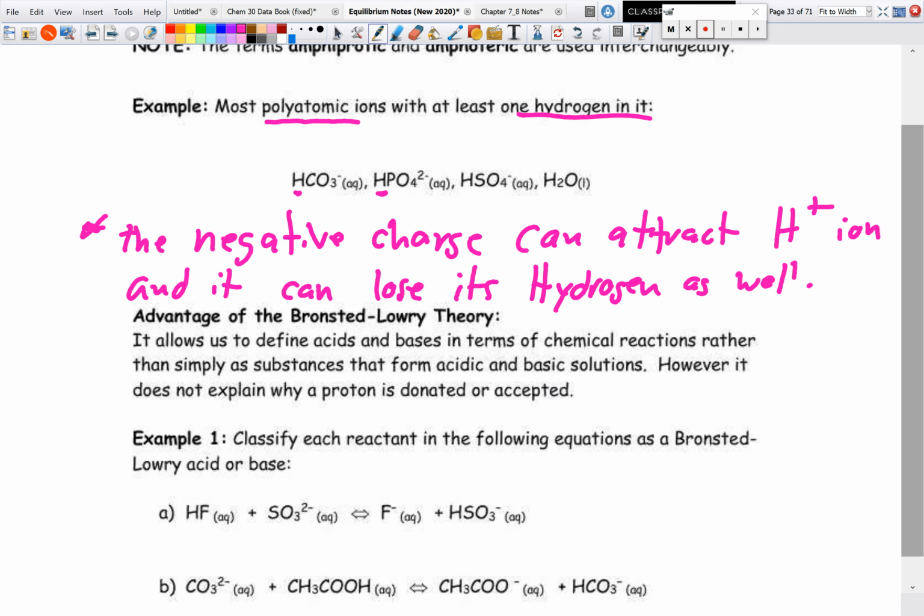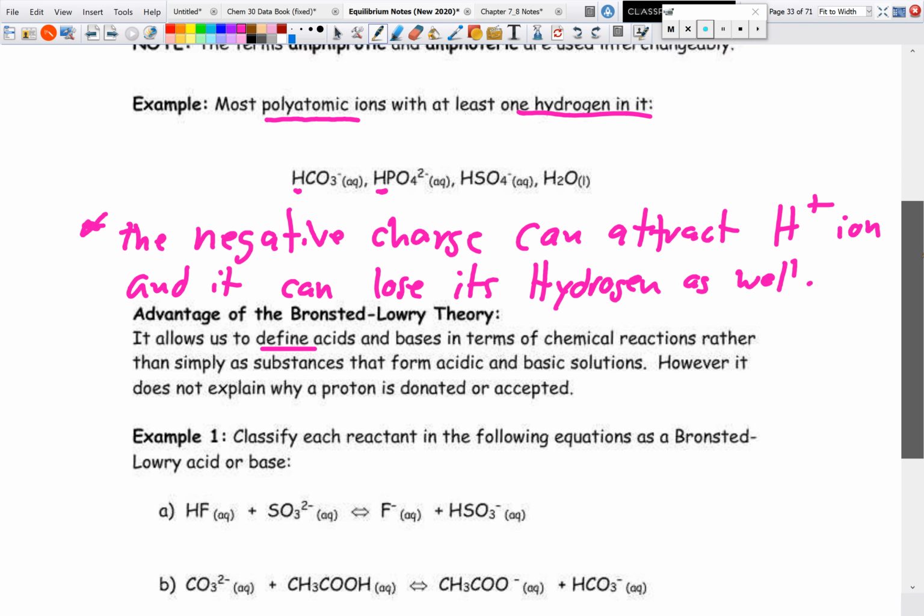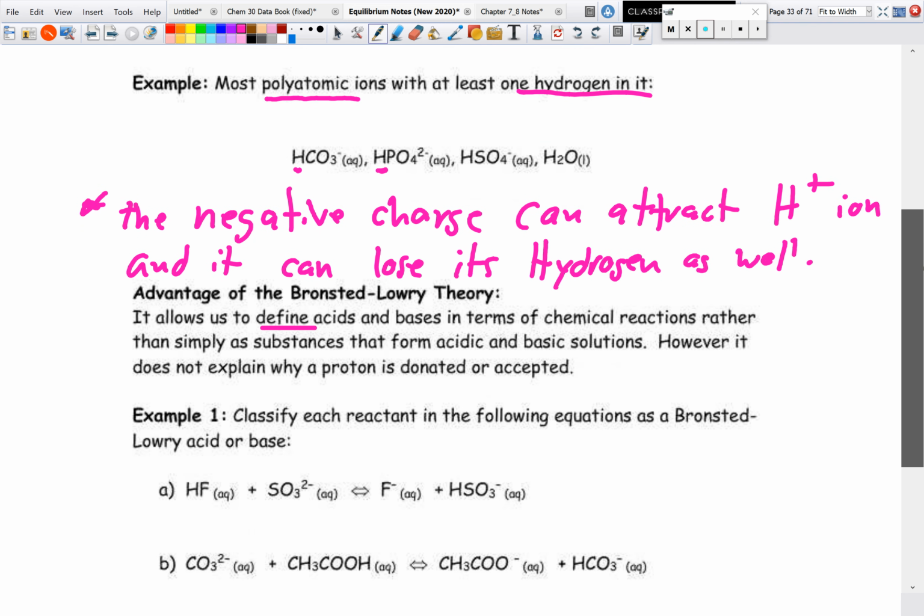Now, of course, the advantage of this theory is that it allows us to define acids and bases in terms of the reaction, rather than just whether they change litmus a certain color or have certain properties. Right now, it doesn't look at how or explain why a proton is donated or accepted, but next week we're going to look at how to actually calculate that. For right now, we're only looking at defining something as either acid or base, and next week we're going to look at calculations, hard evidence on how we can define them, using ICE tables.